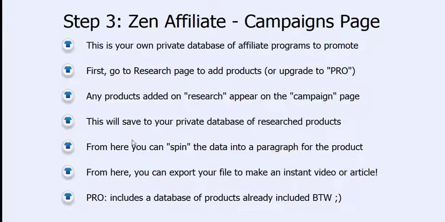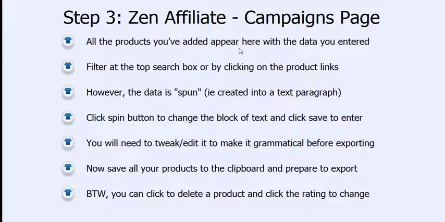When we're on the campaigns page, we can do a whole host of things. We can spin that data that we've entered into a paragraph, and I'll talk about that in a second. We can also export a campaign file, which we can then import into the Zen Video Creator to create an instant video, or the Zen WordPress theme to create an article. And as I say, Pro does include a database of products already preloaded on the campaigns page, which is just another reason you may want to check out Pro.